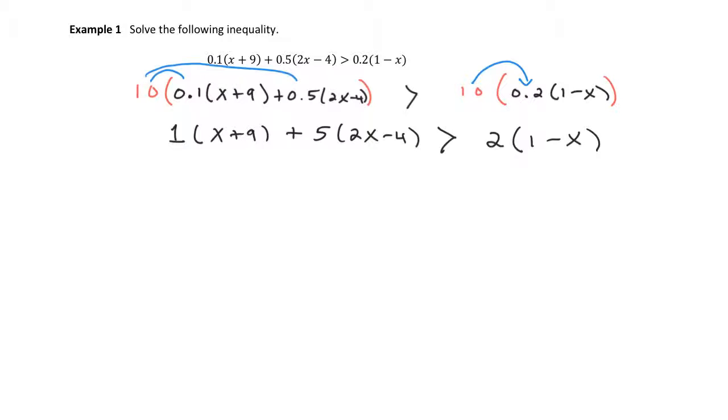If you want to skip a step, you really can just look at the 0.1, the 0.5, and the 0.2, move the decimal over once on all of them, and we'd end up at this step right here. So it's however you choose to write it.